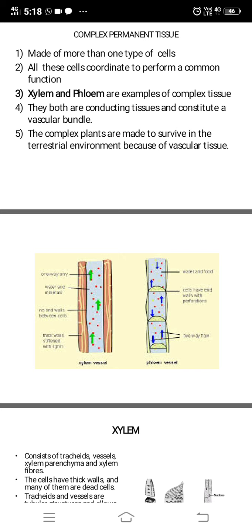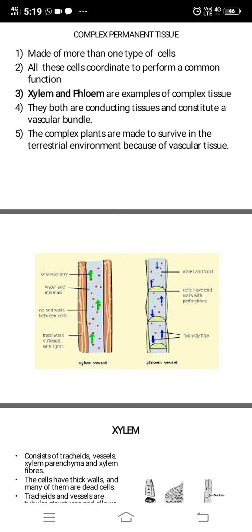Xylem and phloem are examples of complex tissue. Xylem and phloem, you have studied in 7th standard also. Xylem and phloem together are called vascular bundles. So what is xylem? Xylem helps in transport of water and minerals, and phloem helps in transport of food. Okay, so they both are conducting tissues. Conducting tissues means they will allow the transport of water and minerals or food, and constitute a vascular bundle. Together you can call them vascular bundle.